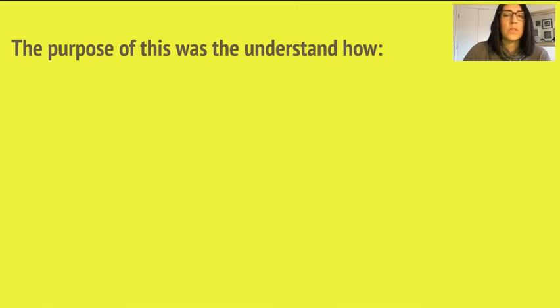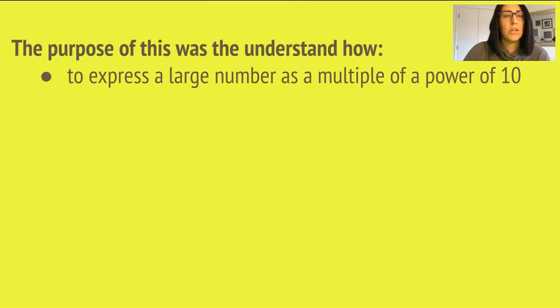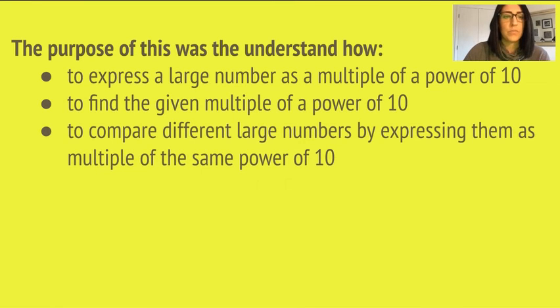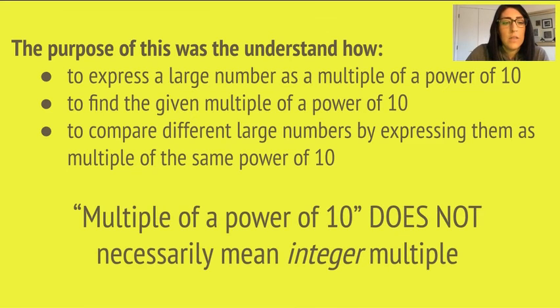So the purpose of this was to understand a few things. We wanted to understand how to express a large number as a multiple of a power of 10. We wanted to be able to find the given multiple of a power of 10, and understand how to compare different large numbers by expressing them as multiples of the same power of 10. A multiple of a power of 10 does not necessarily mean it's an integer multiple. So you saw when we plotted it, we had 2.2, 2.3, 2.4, whatever those values were. It doesn't necessarily mean it's an integer.